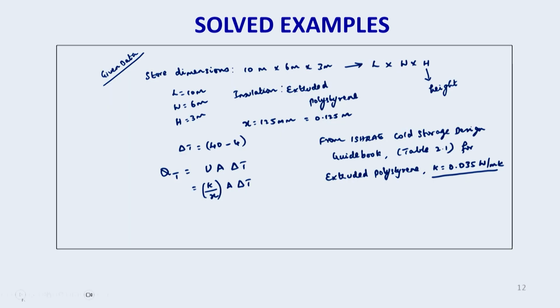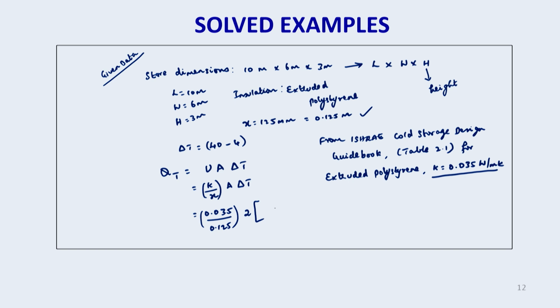Now we have to substitute the values. So K is 0.035 divided by X. X is given, that is the thickness of the insulation material, 0.125, into area. Area we have to calculate based on the dimensions of the store. So this is for the 2 into L into H.